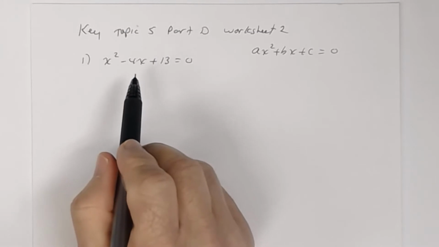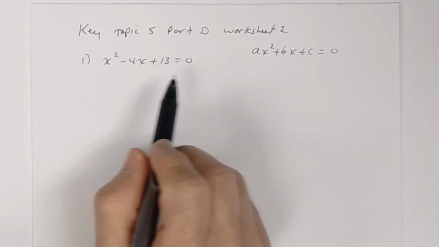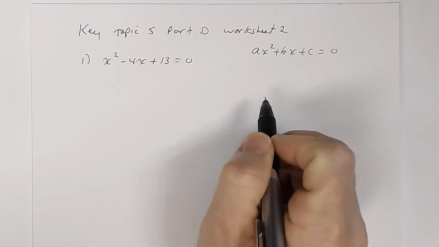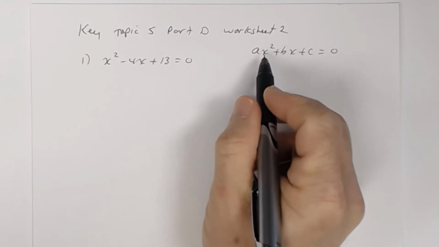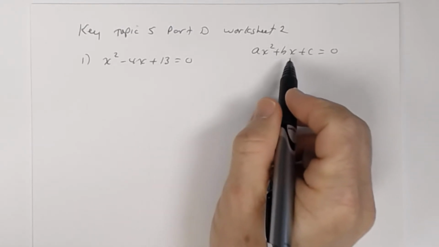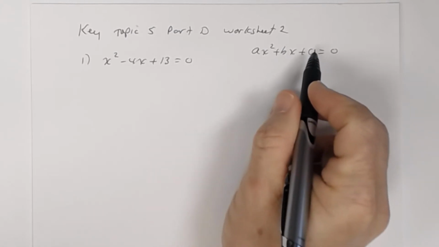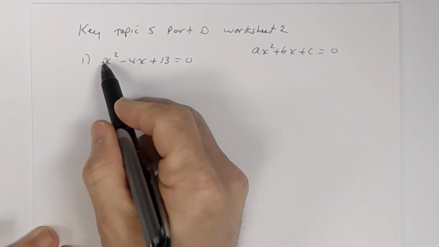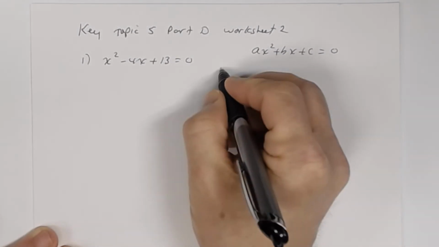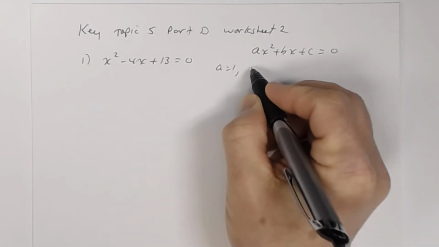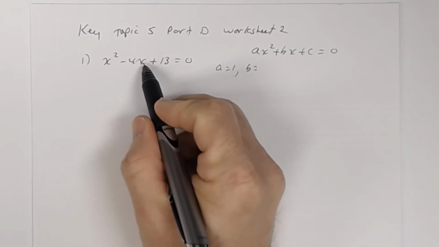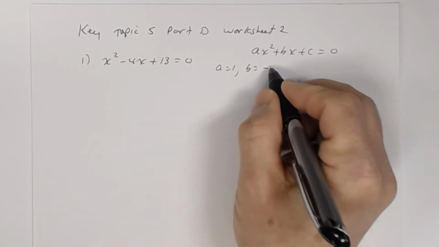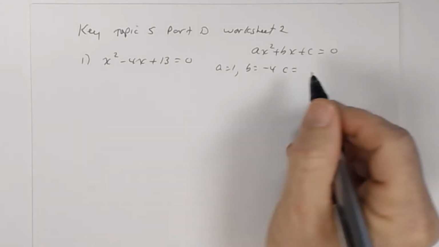Now, a good idea is this. Once you have it in standard form, then you need to determine what a, b, and c are. Remember, a is the coefficient of your squared term, b is the coefficient of the first degree term, and c is your constant. In this case, a is 1, because that's 1x squared. It's a good idea to write this out. b is the coefficient of x, so b in this case is a negative 4. You have to keep that sign. And c is your constant, which is 13.